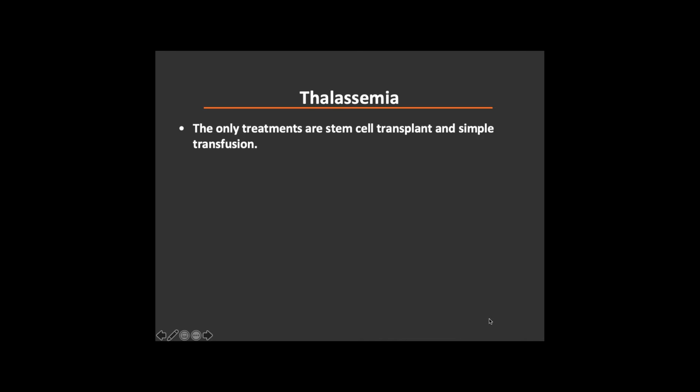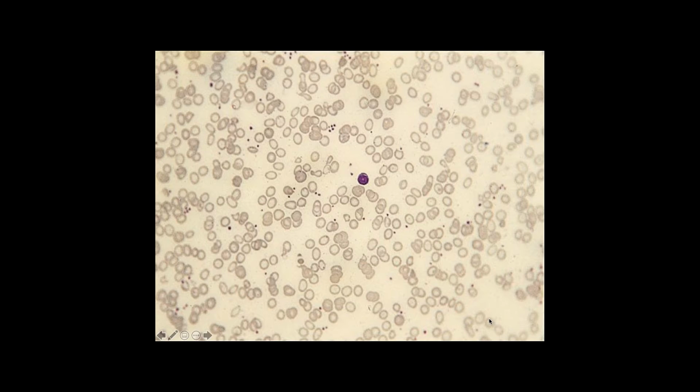The only treatment for thalassemia is stem cell transplants from a bone marrow, as well as simple transfusions. Because the red blood cells are going through hemolysis, there may be excess iron in the system, and so chelation may also be effective to some extent. And what happens is a chemical is added to the blood that's able to bond to that iron and decrease the iron load in the body.